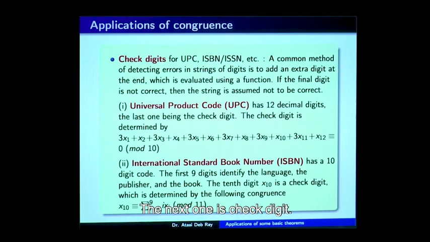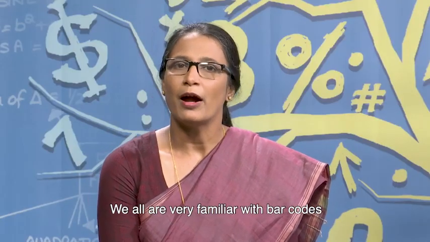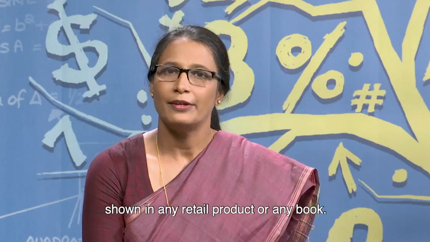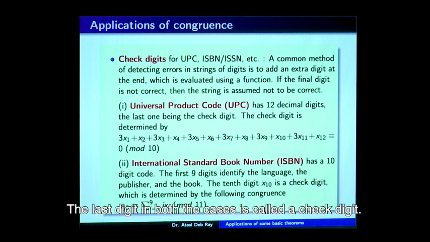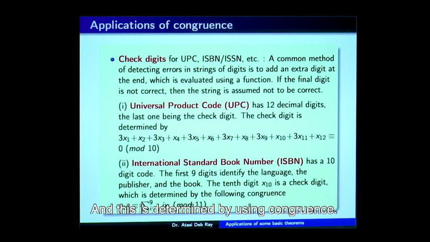The next one is the check digit. We all are very familiar with barcodes shown on any retail product or any book. What is a barcode? A barcode is actually some numbers. In case of UPC, that is Universal Product Code, it consists of 12 decimal digits, and in case of ISBN, International Standard Book Number, it has 10 decimal digits. The last digit in both cases is called a check digit, and this is determined by using congruence.